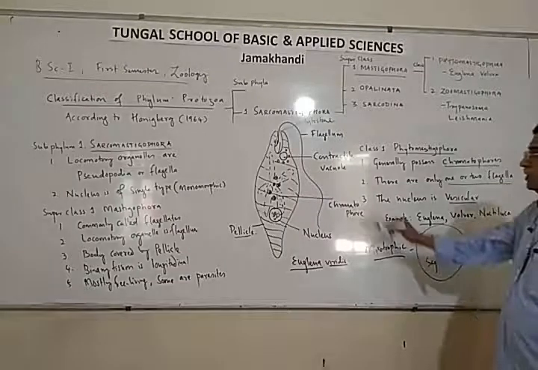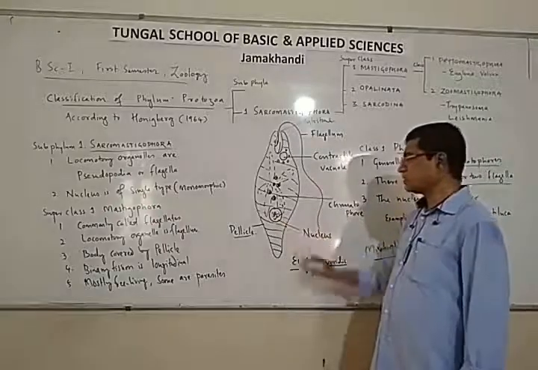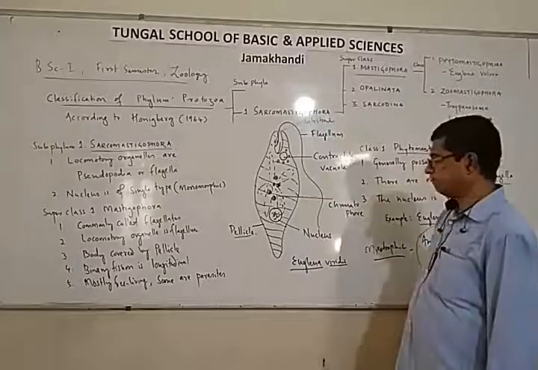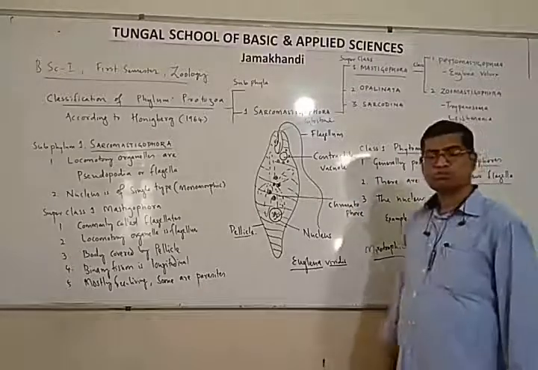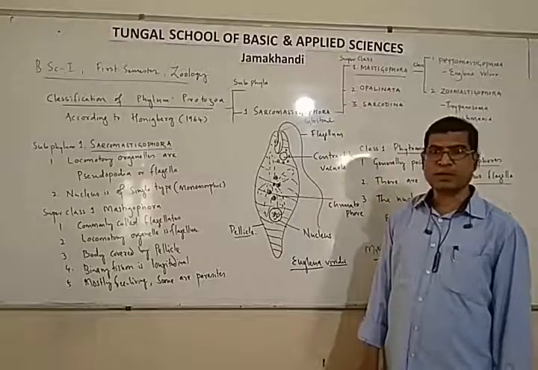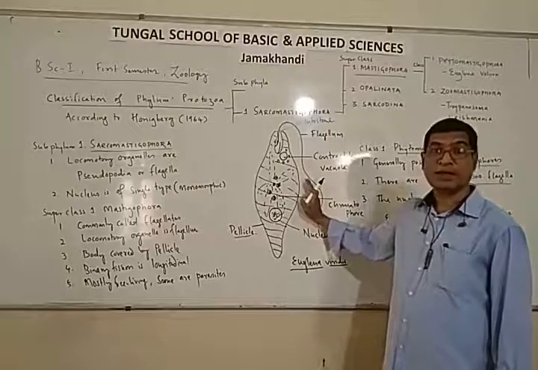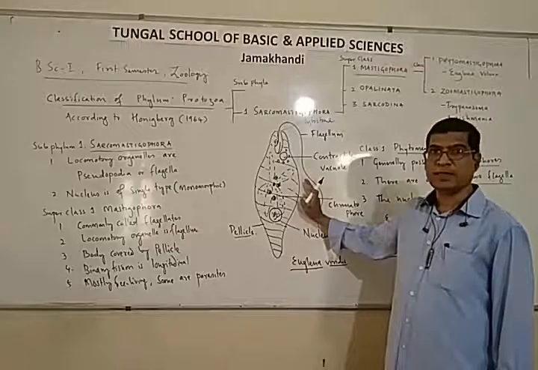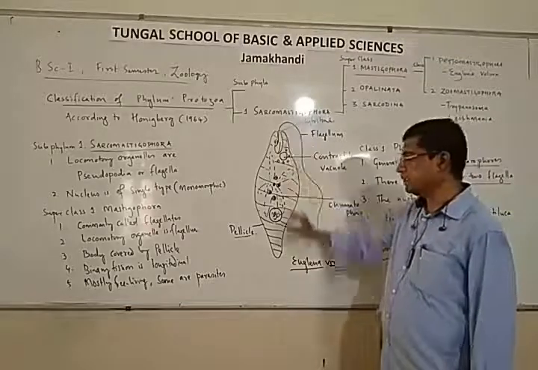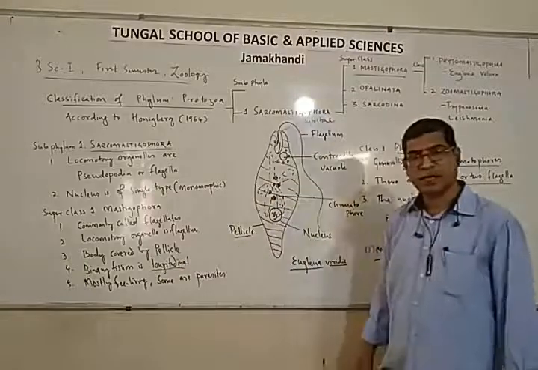Next, the nucleus is larger, a vesicular nucleus is present. Reproduction: what type of reproduction occurs? It reproduces asexually by binary fission. Which type of binary fission? Longitudinal binary fission.